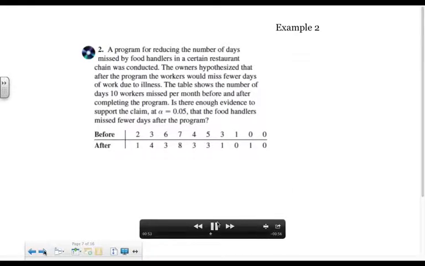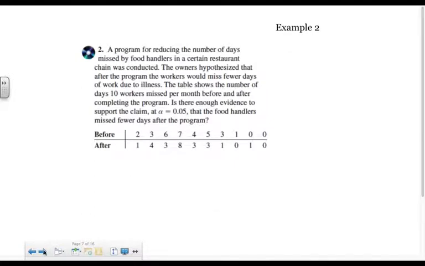Okay, example 2. It says a program for reducing the number of days missed by food handlers in a certain restaurant chain was conducted. The owner hypothesized that after the program, the workers would miss fewer days of work due to illness. So they had a bunch of workers who were missing days, and they ran a program to see if it made a difference in the number of days that workers missed. The table shows the number of days 10 workers missed per month before and after completing the program. Is there enough evidence to support the claim that the food handlers missed fewer days after the program?